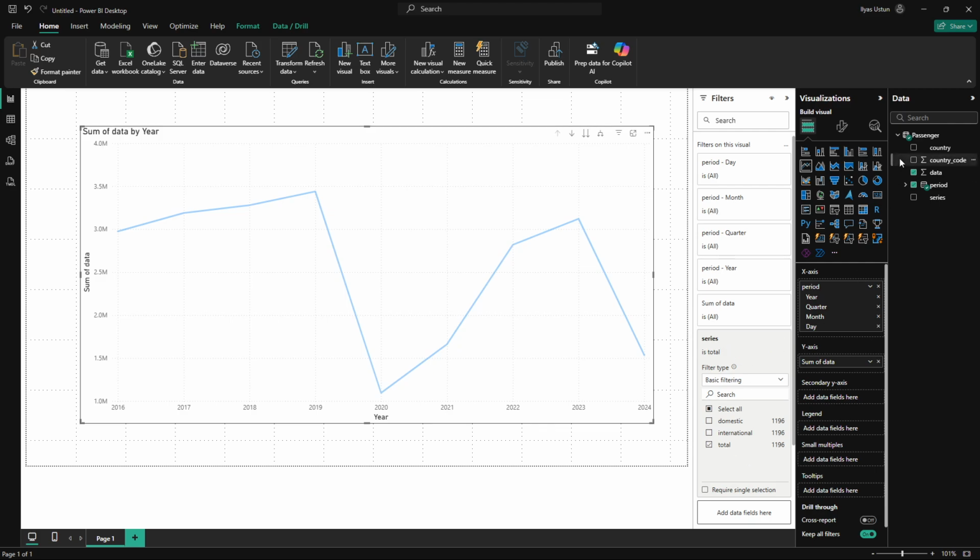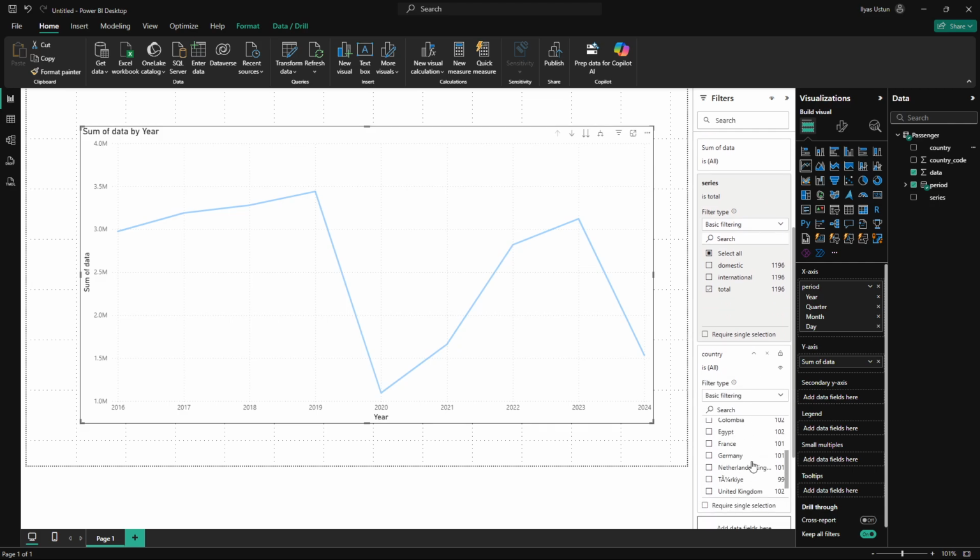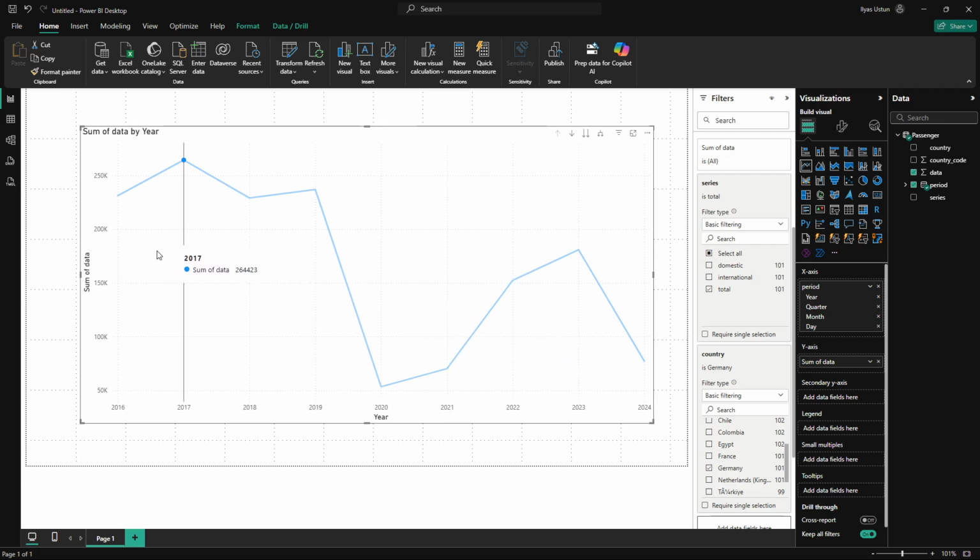Rather, I'm going to put this country again into this filter area. Where is it? Okay, it's down here. Let's just choose one country, for example Germany. So this is the total passenger kilometers traveled in millions. That's what this value is. So this 200,000 means 200,000 million passenger kilometers. That's what that means, and you see the trend over the years.